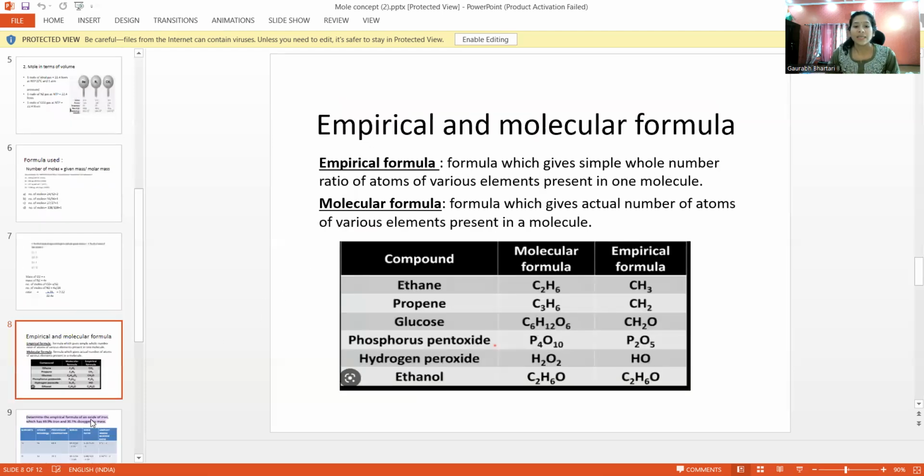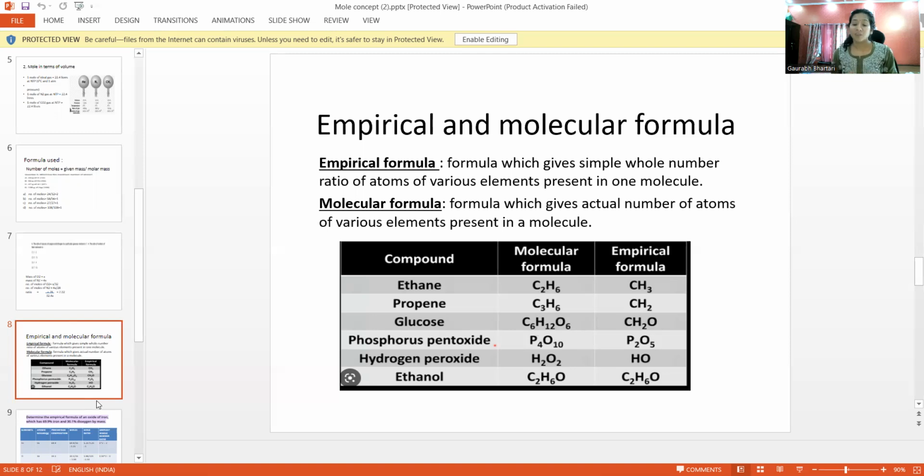Okay. Now the next thing is slide 8. In slide 8, we have the empirical and the molecular formula. Now, the difference between the empirical and the molecular formula is that the empirical formula gives us the simple whole number ratio of atoms of various elements present in a molecule, while the molecular formula contains the actual number of atoms of various elements present in a molecule. So the empirical and the molecular formula could be the same, or they could be different.